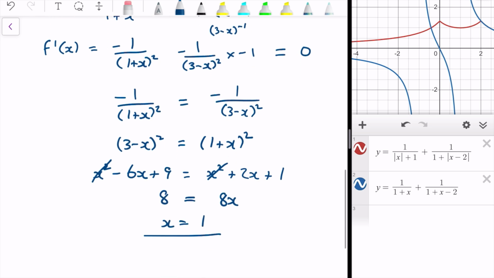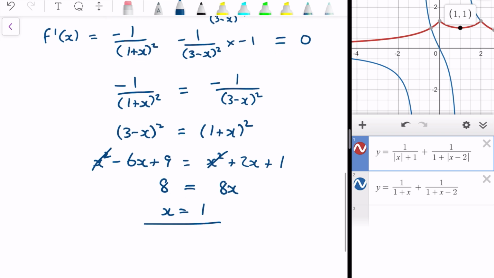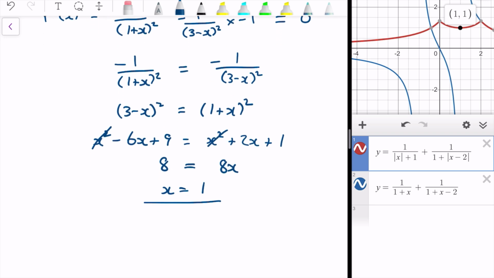Right, so we could do a little bit of extra work using calculus to prove that's a minimum. We could do a second derivative test and substitute x equals 1 into it. We could look at the graph here and see it's a minimum, but I'd rather not use a second derivative test. Could just use the first derivative test.